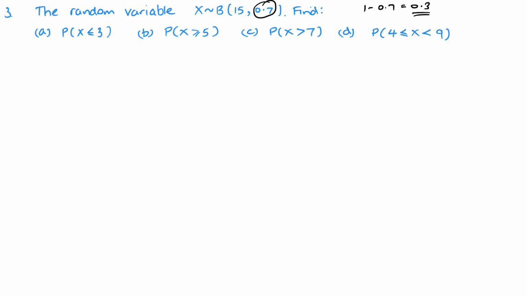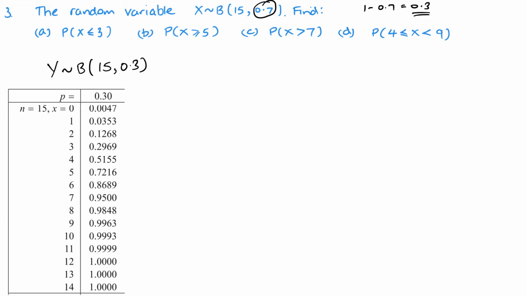So what I'm looking for is a new distribution. So instead of x, what I would say is Y is binomial, and we're looking at 15 and 0.3 as that probability. And what that means is that Y is going to be opposite to my x values. Now let's just get the table up and go from there. So with A, we've got the probability of x is less than or equal to 3. Now this is the harder part, working out what's happening with Y.